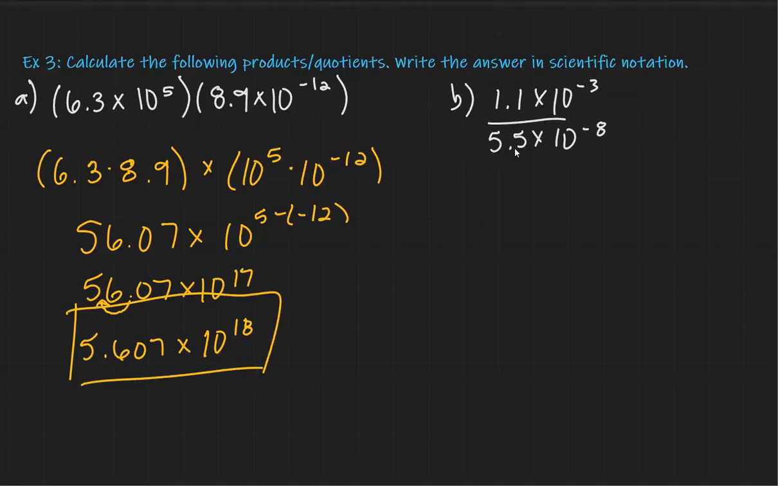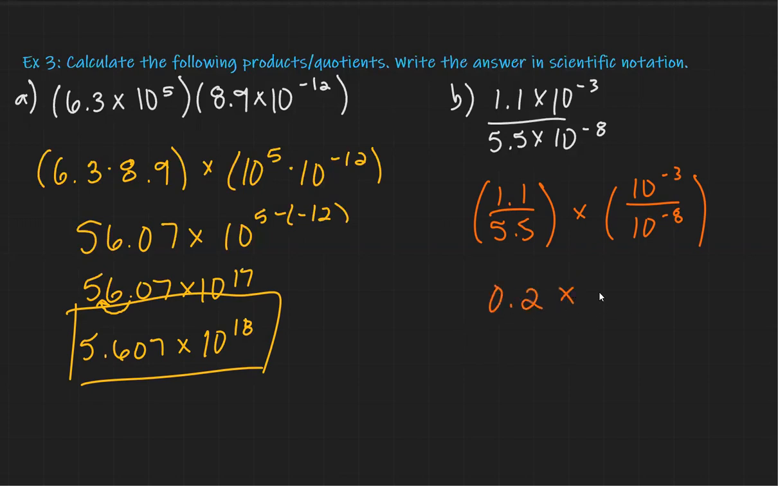Okay, last example, same idea. Let's divide our like terms now that we're dividing here. 1.1 over 5.5 times 10 to the negative 3 divided by 10 to the negative 8. All right, 1.1 divided by 5.5, that's going to be 0.2 times 10 to the negative 3 minus negative 8 power. So -3 plus 8, that's going to be 5. 0.2 times 10 to the 5th.